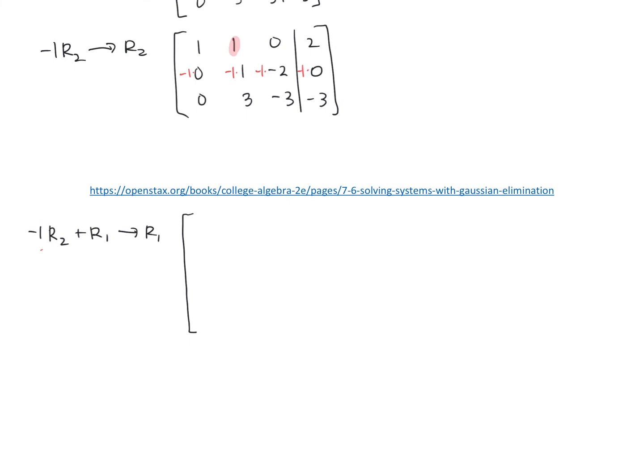Negative 1 times 0 is 0. Negative 1 times 1 is negative 1. Negative 1 times negative 2 is plus 2. Negative 1 times 0 is 0.